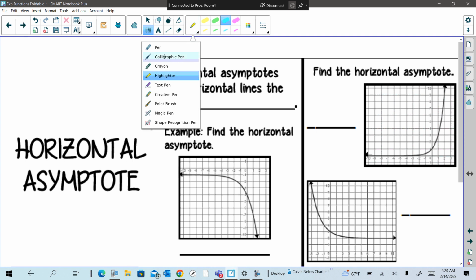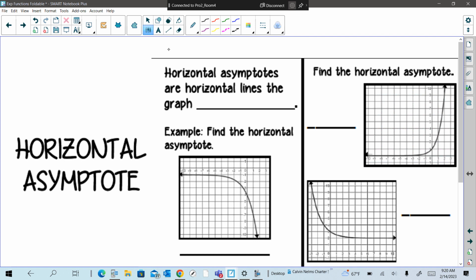I know I sound like I'm just saying asymptote. Say the whole word, okay? Ask me for Toto.